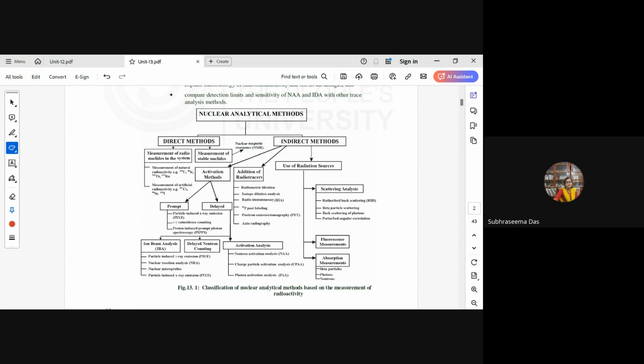The direct method includes the direct measurement, mostly of the stable nucleus, that is mostly by NMR. NMR is the direct nuclear analytical method. The indirect method uses other activation methods, addition of various radio tracers, use of radiation sources, and various other sources, and they are mostly used in NAA, IDA, radio immunoassay, radiometric titration, radiochromatography. These are all indirect nuclear analytical methods.